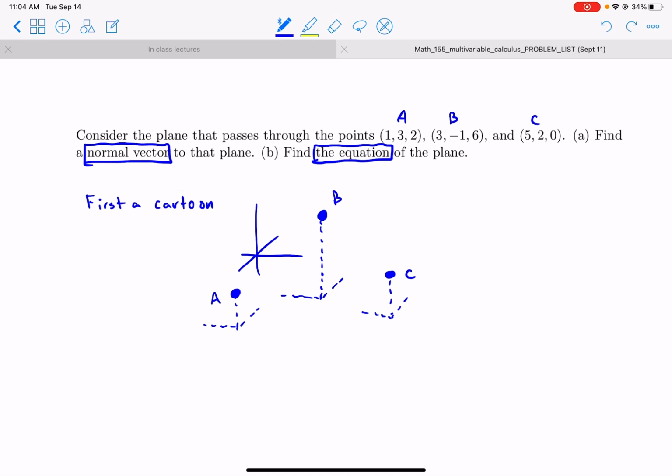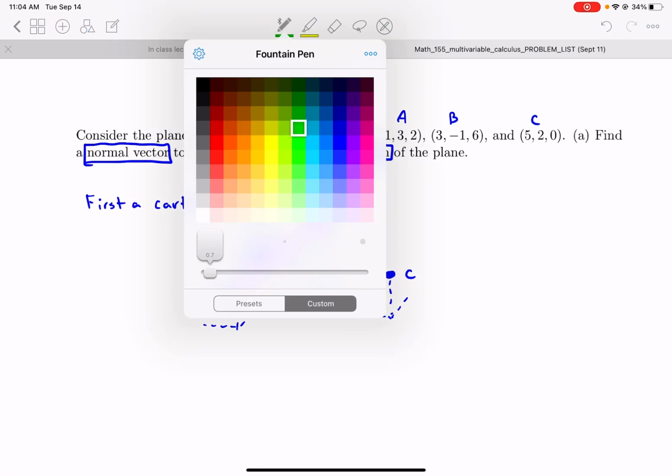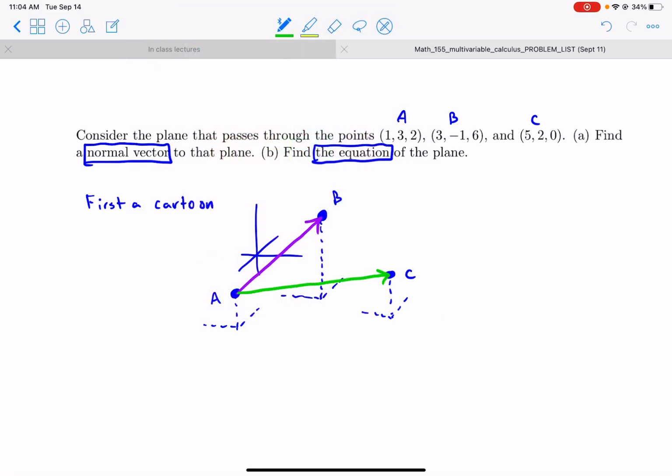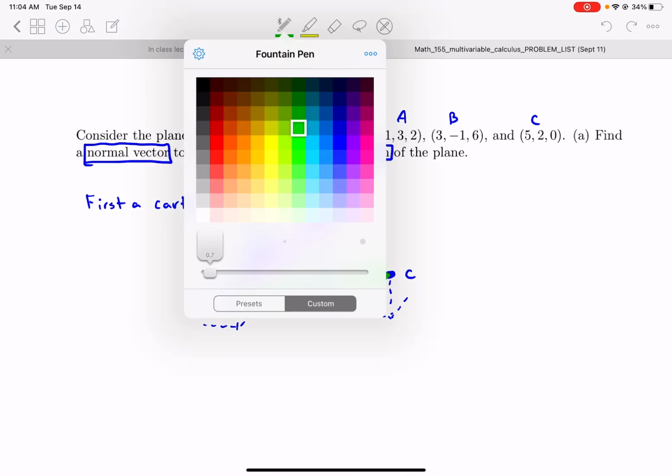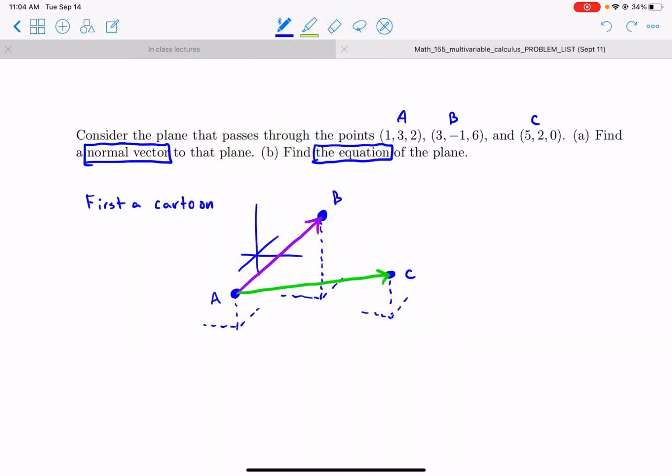It's hard to draw it, so I'm not going to draw it. But what I will draw is a vector pointing from A to B in purple, and a vector pointing from A to C in green. These 2 vectors are based at the point A, but I could have based them at B or based them at C. And so what do we do? Well, first, what is this vector? Let's call this V. The purple vector is V. And what is V? Well, it's B minus A. Final minus initial. I'll write that down.